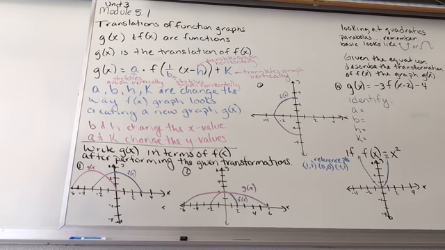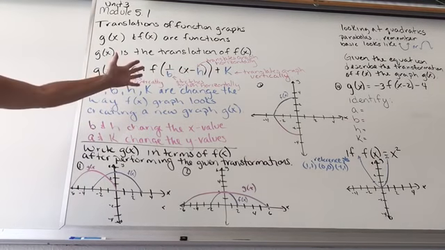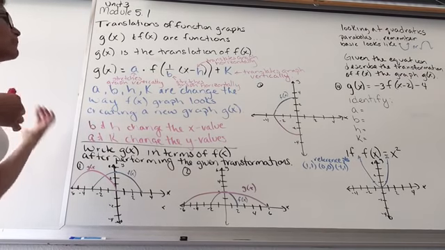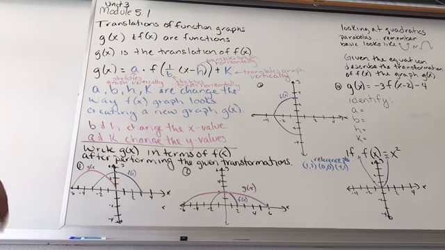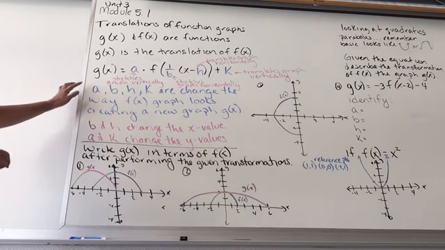graph. H translates the graph horizontally, which means it moves it left and right. Notice it's minus h. So when it says minus, it's actually going to move it to the right. When h is positive, it's going to move it to the left. So it's almost the opposite. And k translates the graph vertically. So it just moves it up and down.